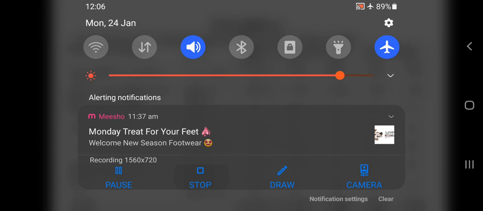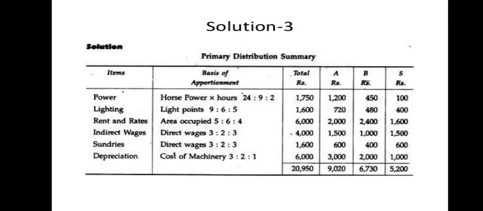So students, we need to remember one thing here: whatever information is provided to us, everything is very clear, but we need to understand clearly on what basis apportionment should be done. Power means based on the lighting and power, how much they used. Rent means floor area. Indirect wages means based on the number of workers, and sundries means based on the workers, and depreciation. So let us check how we have apportioned them.